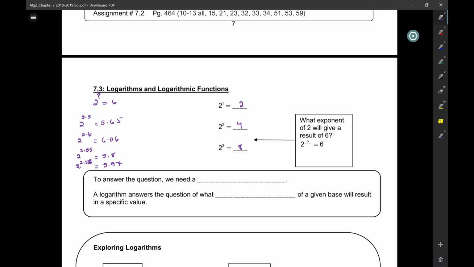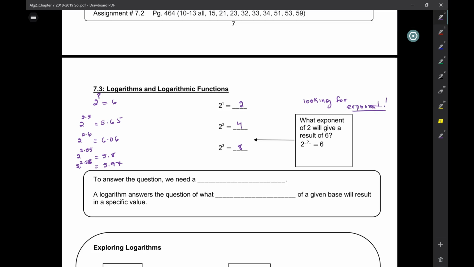Let's just restate the problem. What is it that we're looking for? We're looking for the what of 2? What's the word? Power. The power, or what's another word for it? The exponent. Okay, let's just stress: we are looking for an exponent.